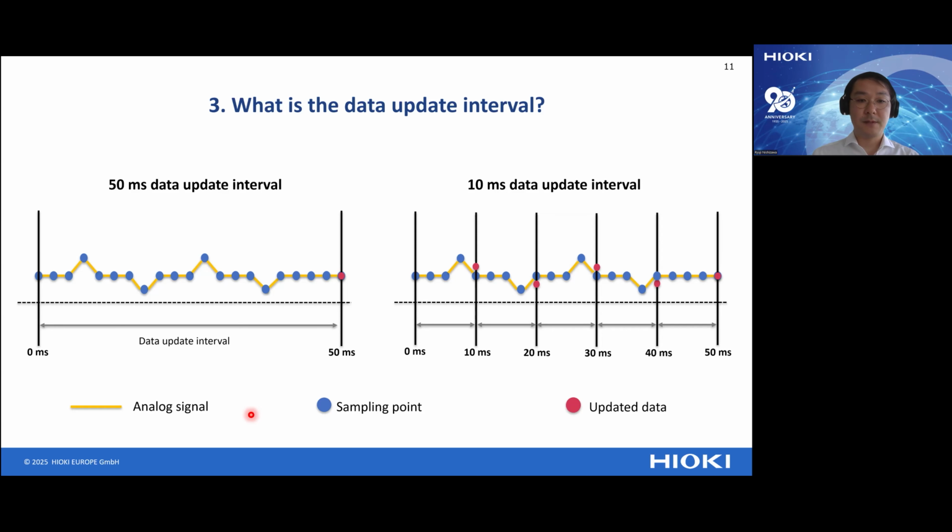So with a 15 millisecond interval, you only get one data point every 15 milliseconds. But with a 10 millisecond update interval, you can get 5 values over the same time span. So if you want to track signal changes more closely, it's better to use a shorter update interval.